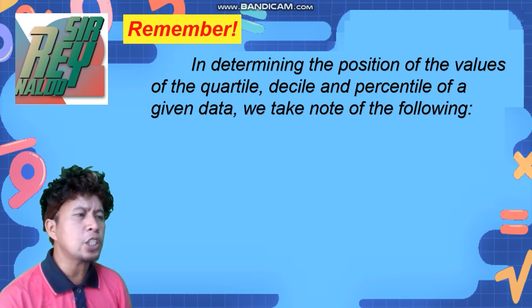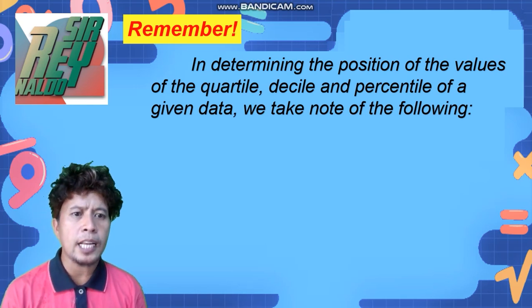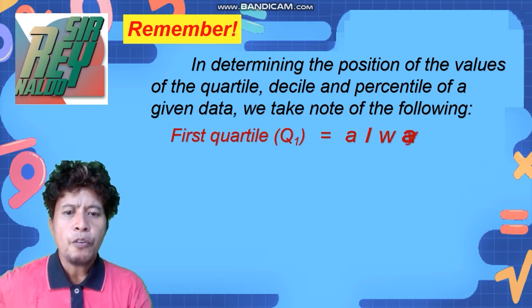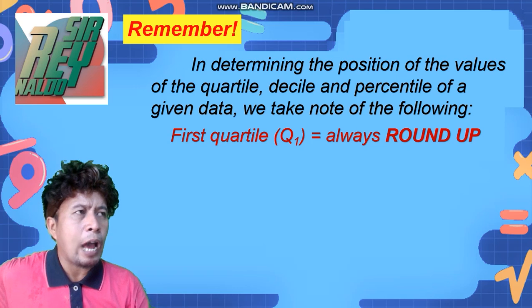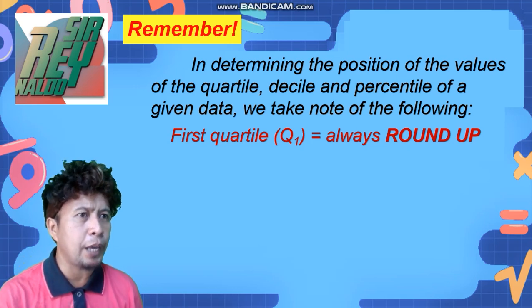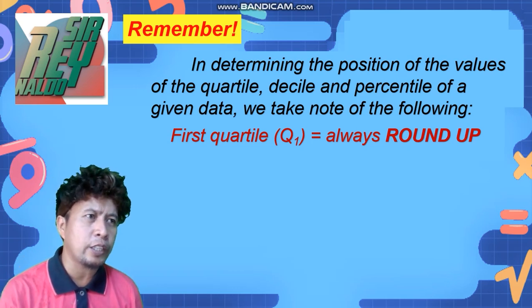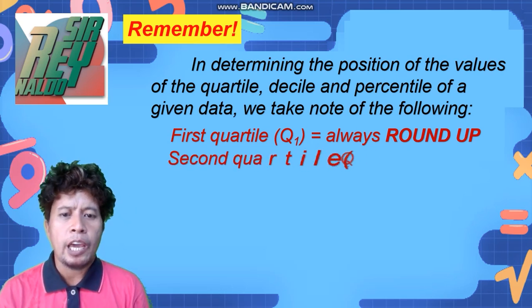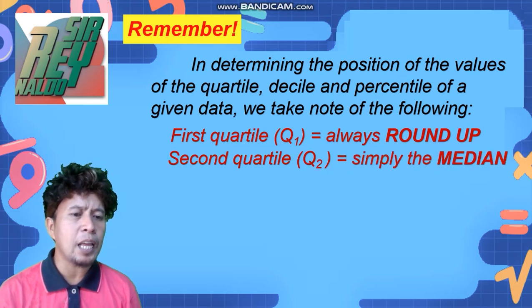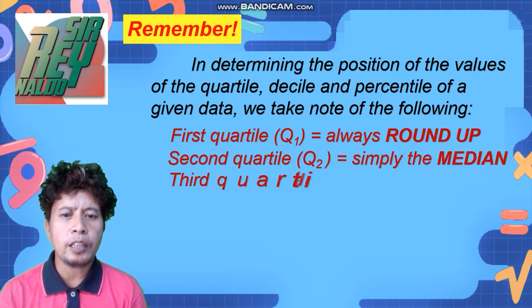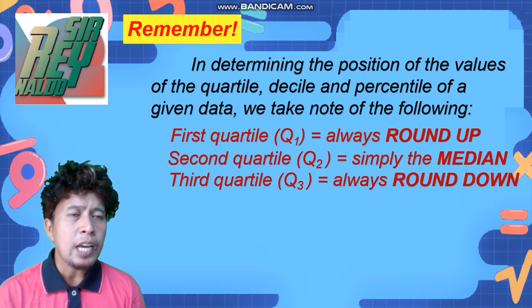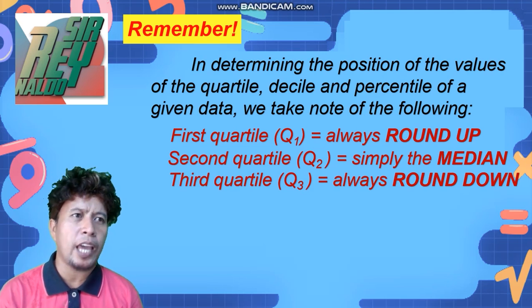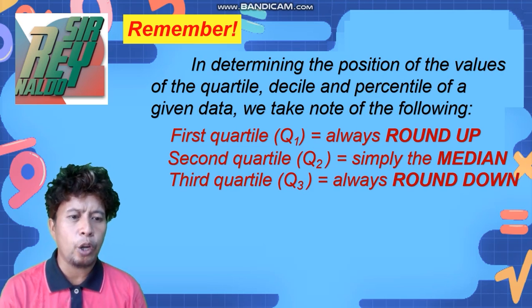In determining the position of the values of the quartile, decile, and percentile of a given data, we take note of the following. So, ito yung magiging clue natin. For the first quartile, we always round up. No matter what the value will be, 2.1, 2.2, 2.9, 2.7, we will still round up. Magiging 3 na siya. And for the second quartile, simply the median, kung ano lang yung nasa gitna. And for the third quartile, always round down. Kahit 8.9 pa yan, magiging 8 na lang siya. Kahit 7.8 pa yan, magiging 7 siya. So we always round down.